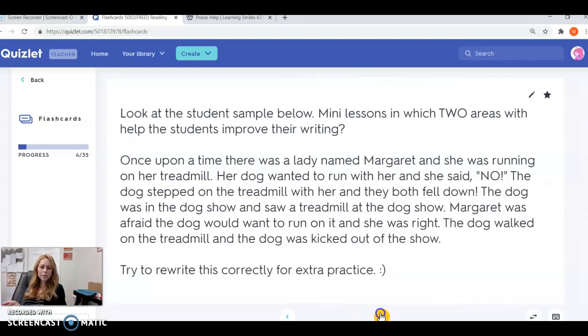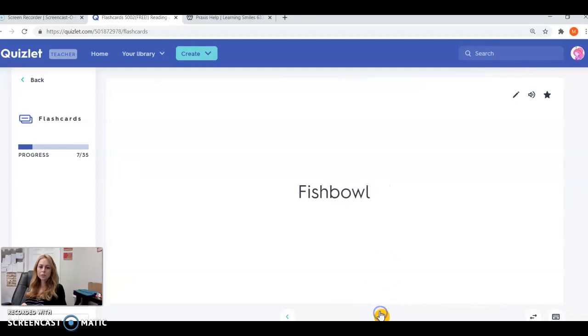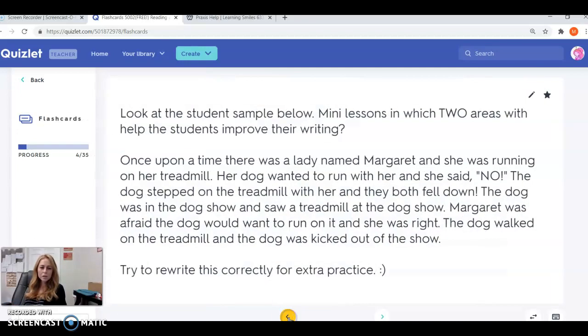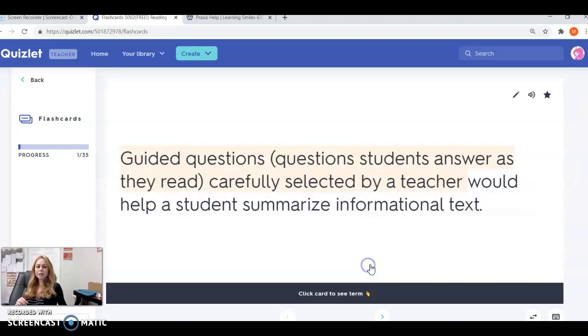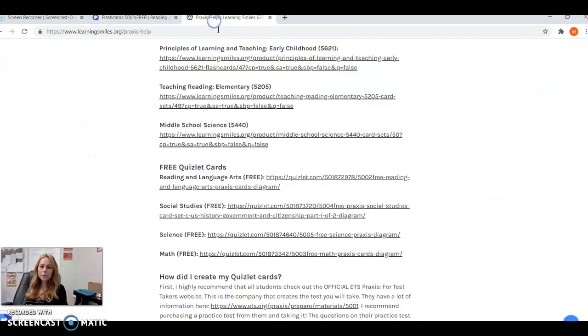If you want to check these out, you can go through these and see if you know them. It can probably help you out. Then let's go back to the beginning and see if you remember this. Helps a student improve ability to summarize informational text. What would help them summarize informational text? If you said guided questions, then you were listening, you got it, you have learned something that will help you pass the 5002.